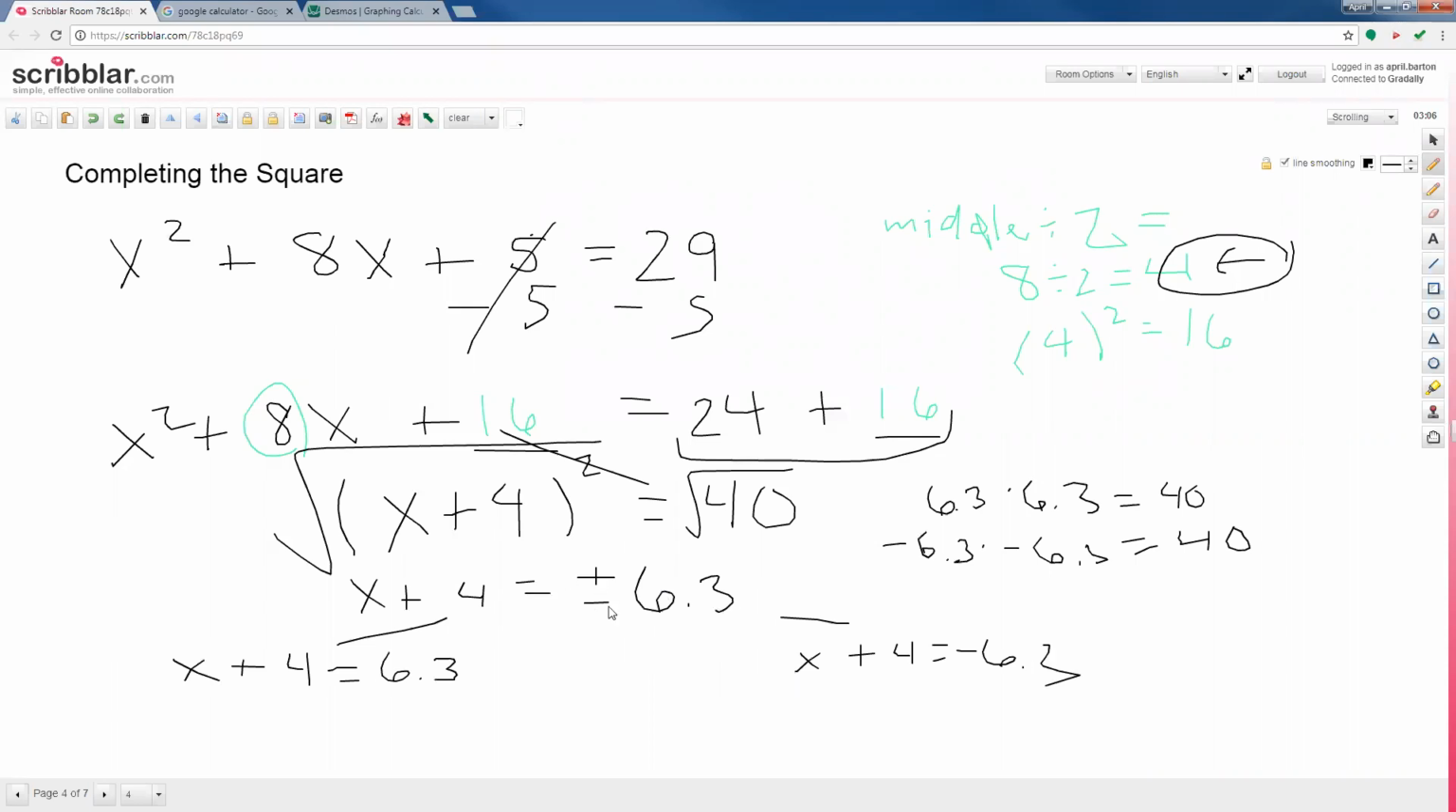So you're always going to have two answers when you're solving any quadratic equation. Almost any. There are occasionally times where you get one answer. Most of the time, it'll be two answers. So now we just do regular equation work and do the opposite on each side to get your two final answers. One is 2.3 and one is negative 10.3.